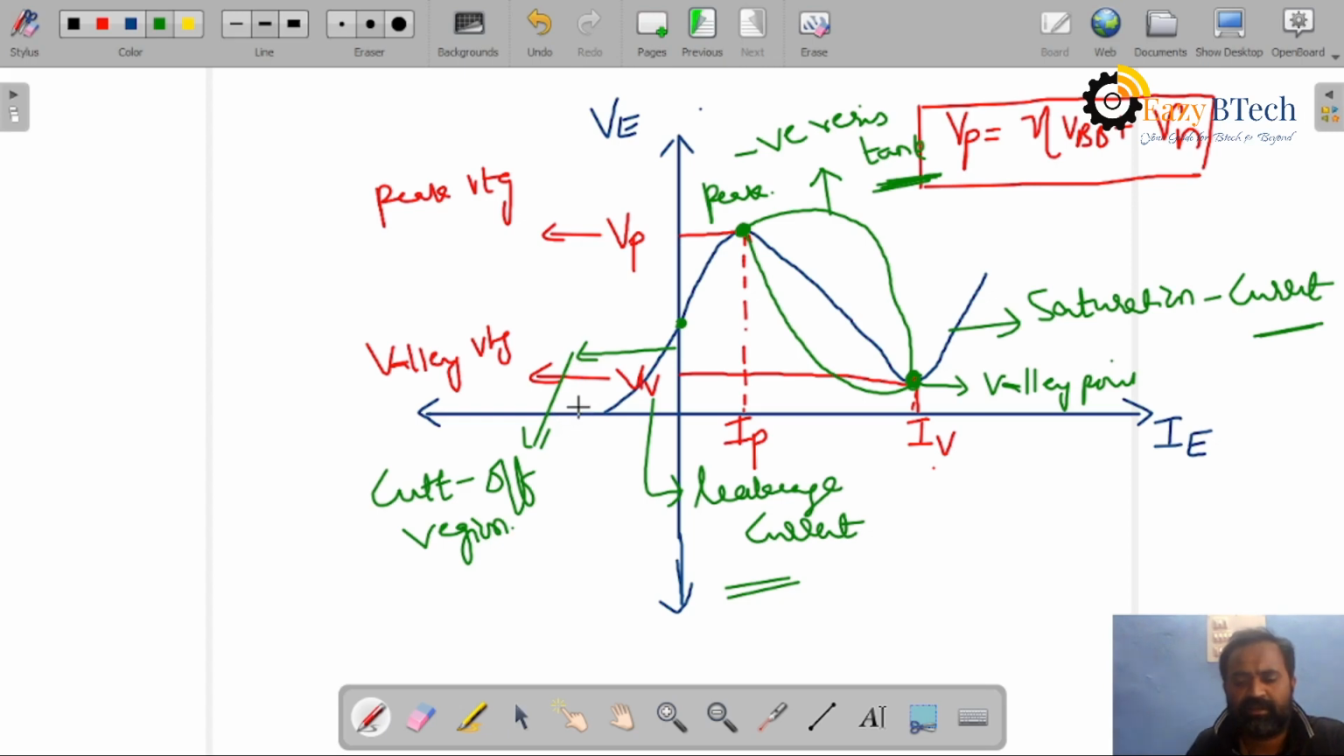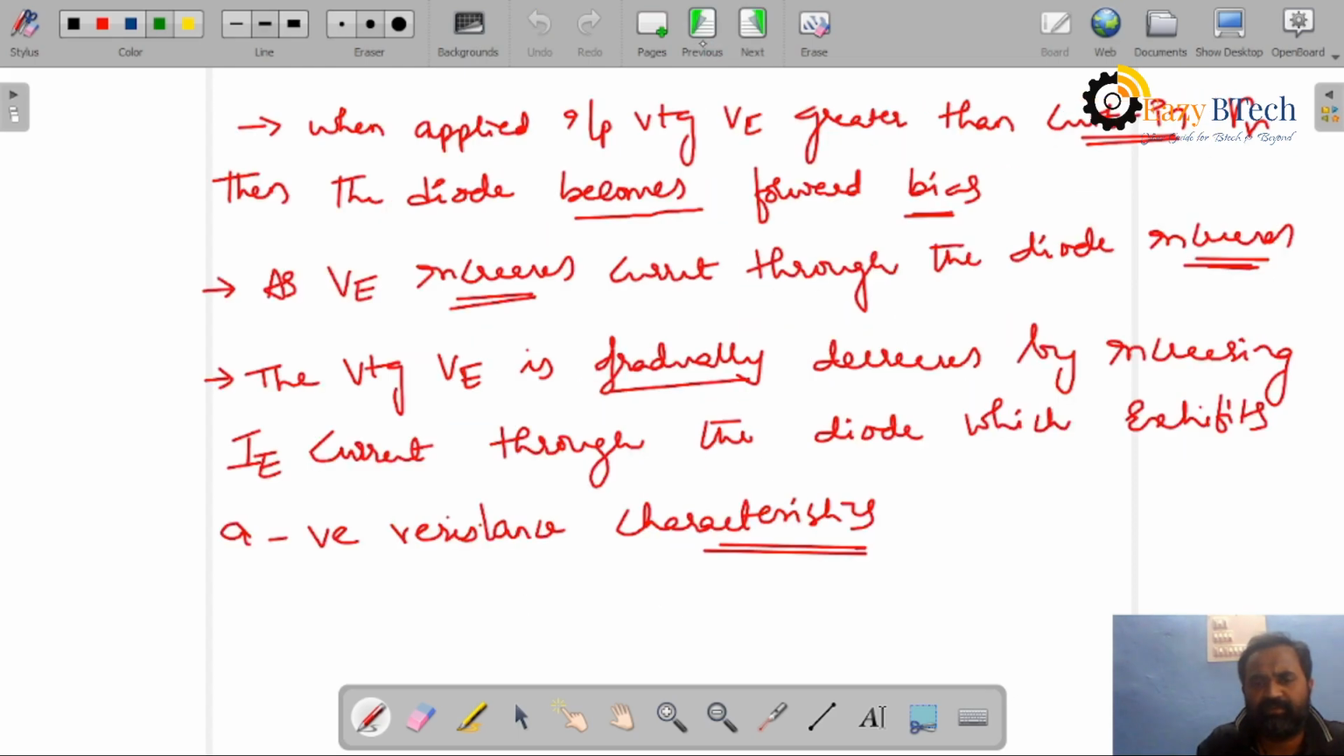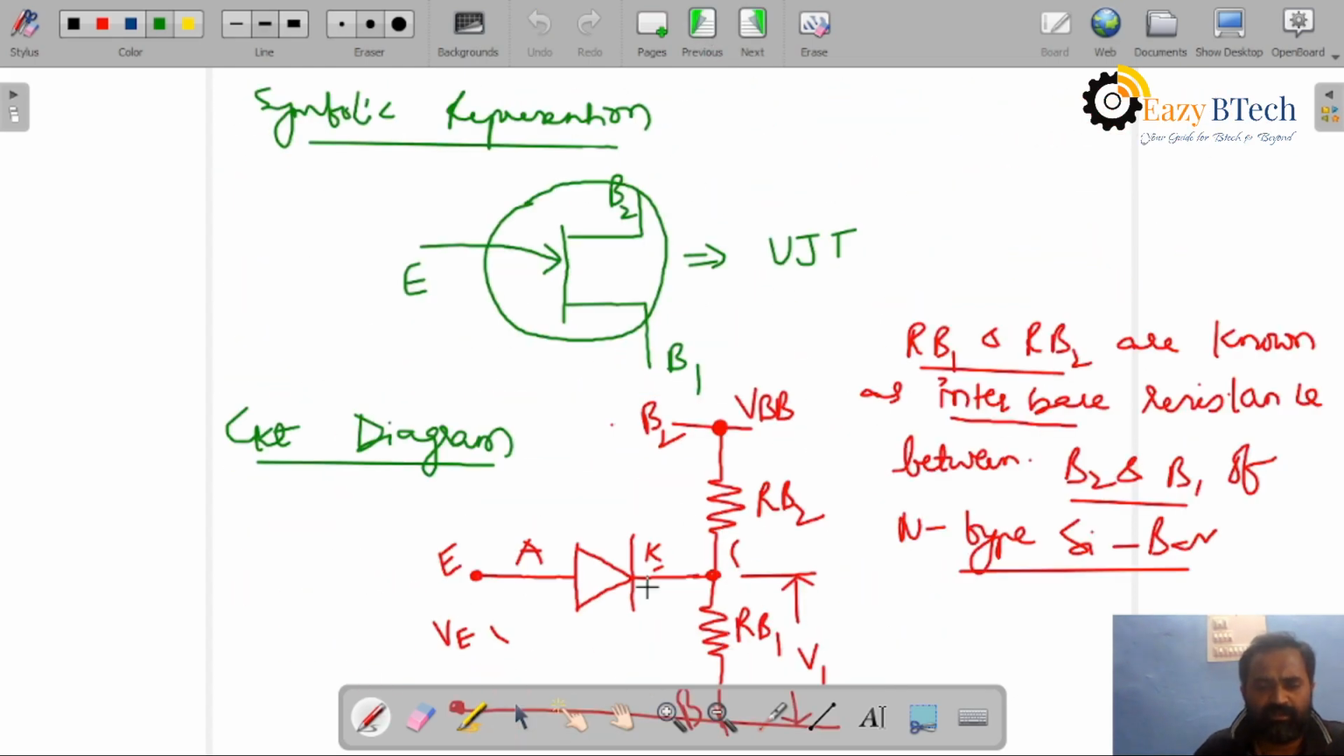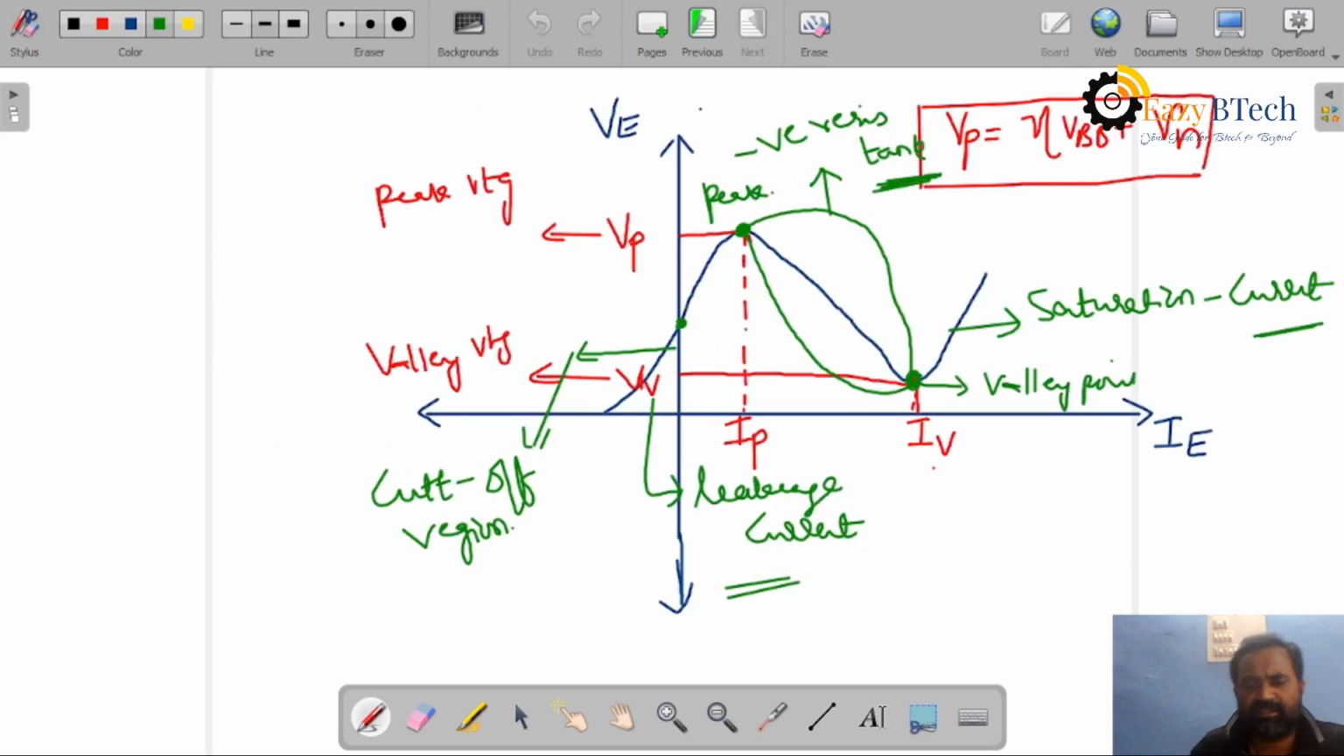Okay, students, you can see here from the circuit diagram. See, when you apply the voltage VBB forward bias, that is the positive half cycle, the diode will be reverse biased, during which a small leakage current can flow. That small leakage current is this. In the diagram you can see clearly, this is a leakage current. Whatever the current flowing, this is a leakage current. Is it clear? But when the voltage is increased across the emitter terminal, it starts increasing the current.